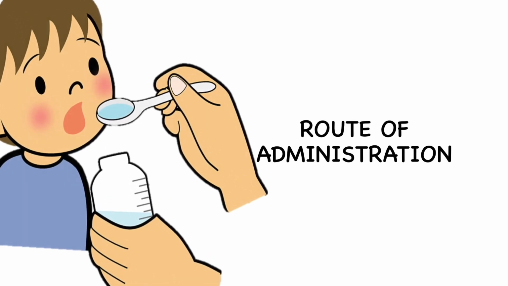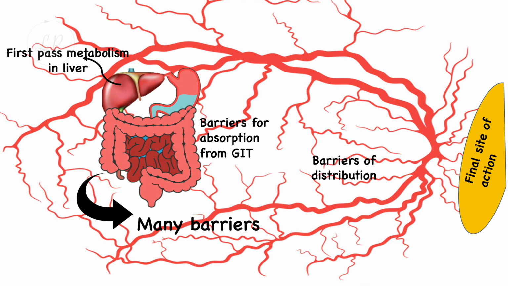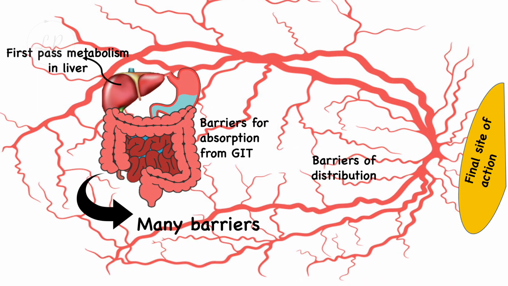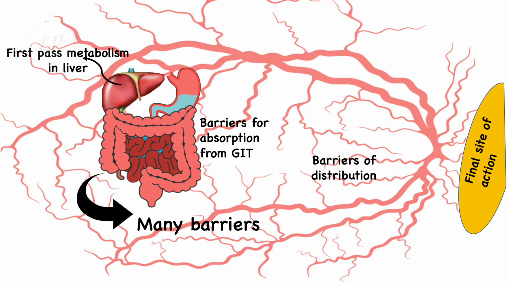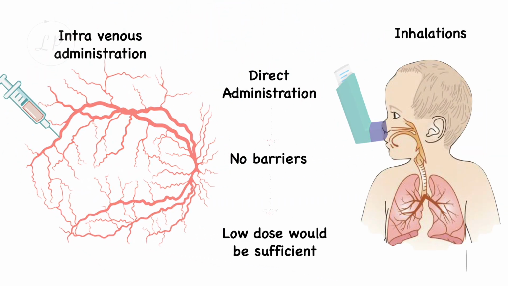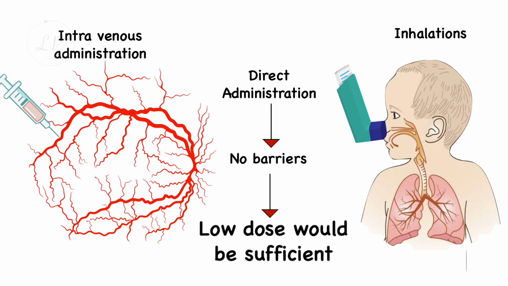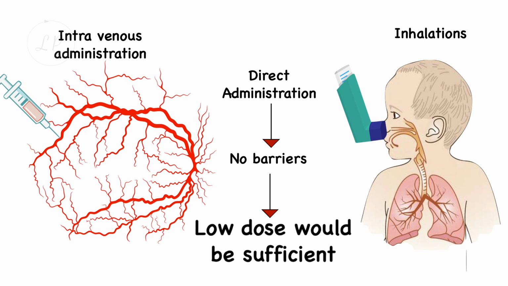Route of administration is the next important factor considered for dose alteration. You see, a drug administered orally has to cross many barriers before reaching the site of action. A large percentage of drug is lost during this travel and the onset of action is delayed. But a drug given through intravenous or inhalation reaches the site of action in no time with 100% bioavailability of the drug. So it is obvious that the dose for these direct administration routes will be less compared to others.